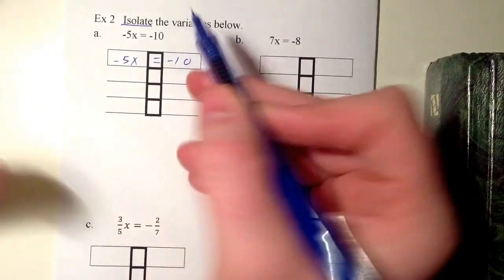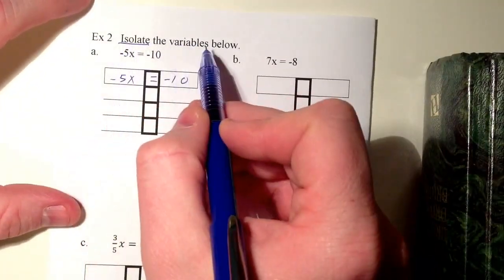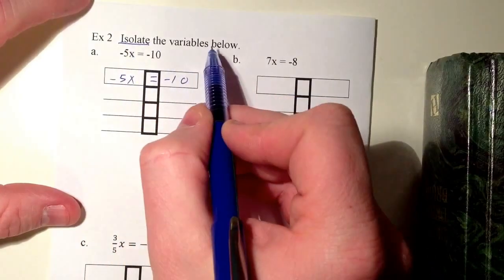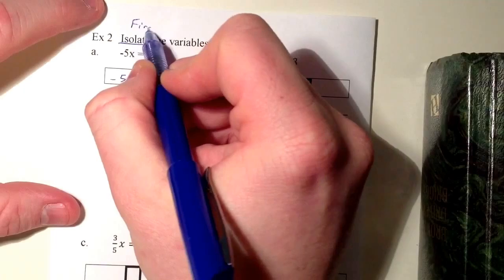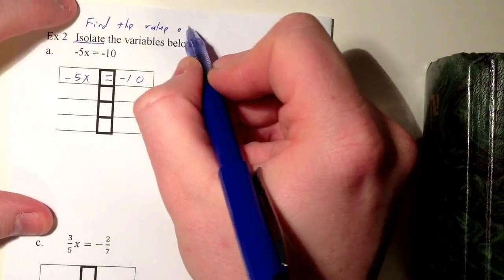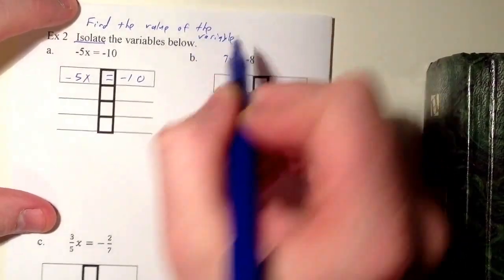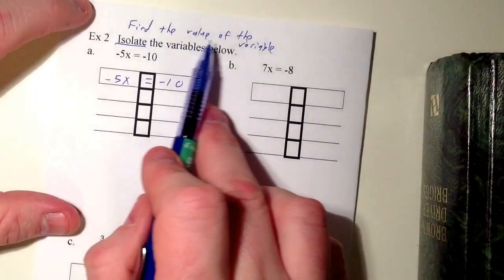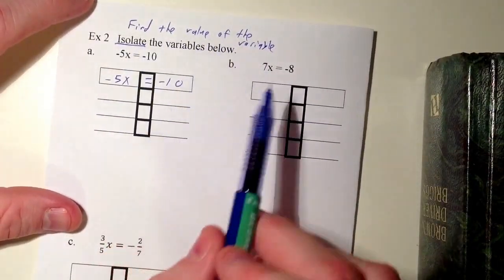Different directions, same idea. You're going to see a lot of different directions. Solve the equation below. Isolate the variable. Find the value of x, you could see sometimes. So find the value of the variable. You can see a lot of directions like that. You don't have to write that. I know some of you are writing it right now. Don't worry about that. I'm just telling you different directions mean the same thing.